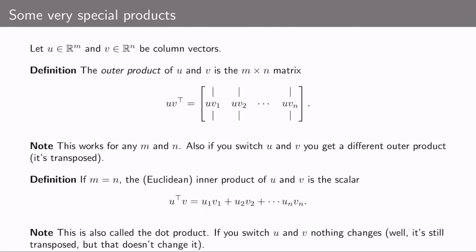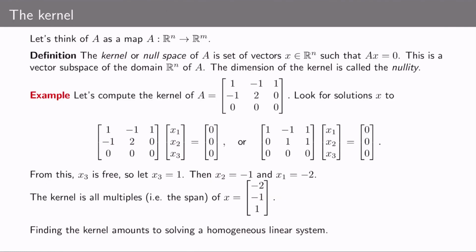Now you'll notice here that since this is a scalar, if I were to reverse the order of u and v and take v transpose u instead, I would get the same result. It's transposed, but it's the same thing since it's just a scalar. There are two really important spaces associated with any matrix, and those spaces are the kernel and the range.